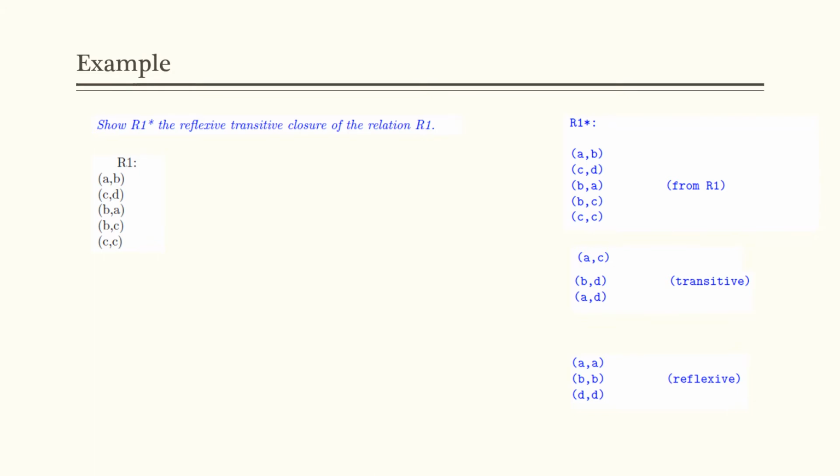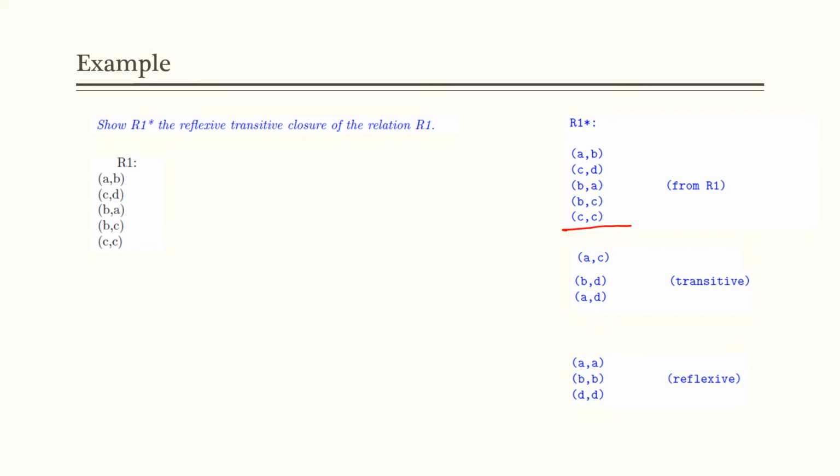Given that this is your R1, R1 contains (A, B), (C, D), (B, A), (B, C), and (C, C). So how do we write the closure? First, according to the first rules, you need to list all the elements of R1. So this is all from R1. This is the first step. The second step is to look into transitive. From this relation, what would be the transitive closure? If you look into R1, you need to list all possible transitive arcs for relation R1.